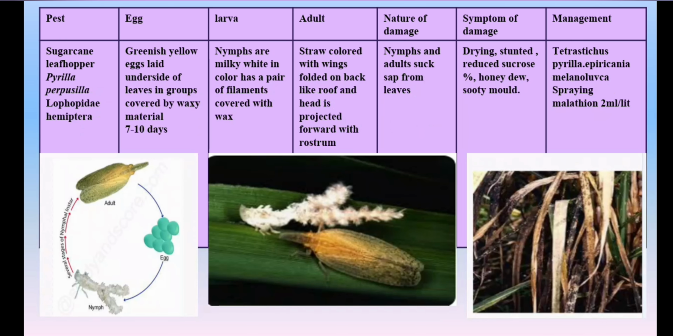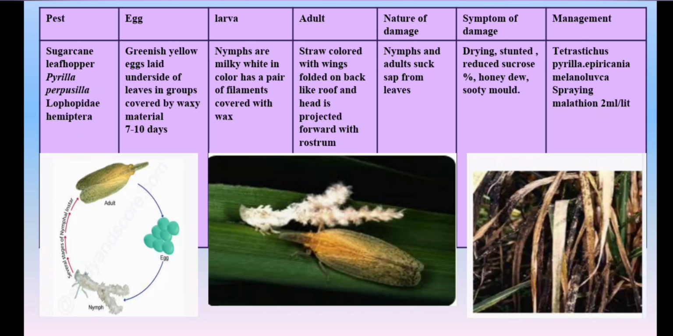Next pest. Sugarcane leaf hopper, Pyrilla perpusilla, family Lophopidae and order Hemiptera. So here you can see in the image how the leaf hopper looks. The eggs are greenish yellow, laid on the under surface of the leaf in groups, and these are covered by waxy material, and egg duration is 7 to 10 days.